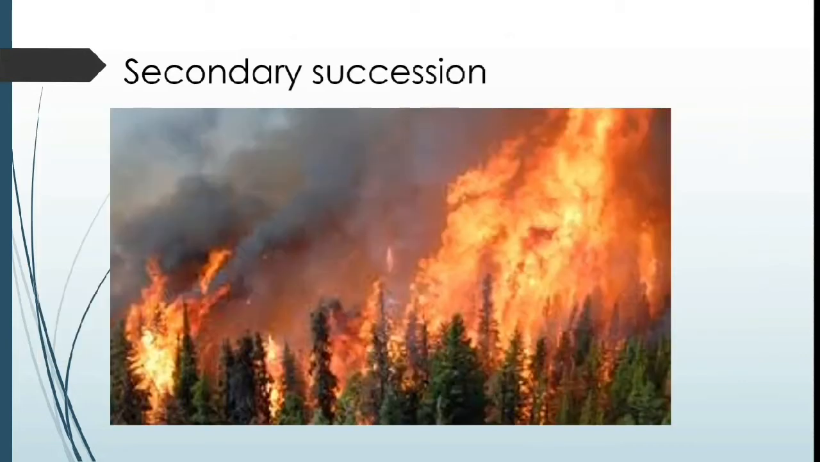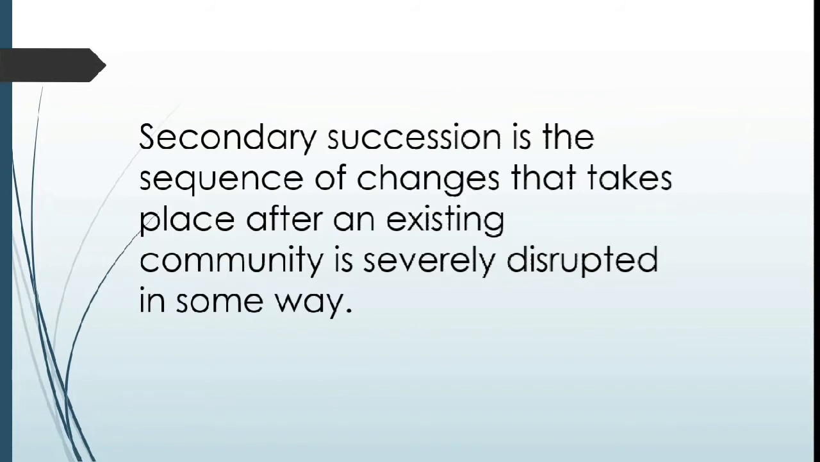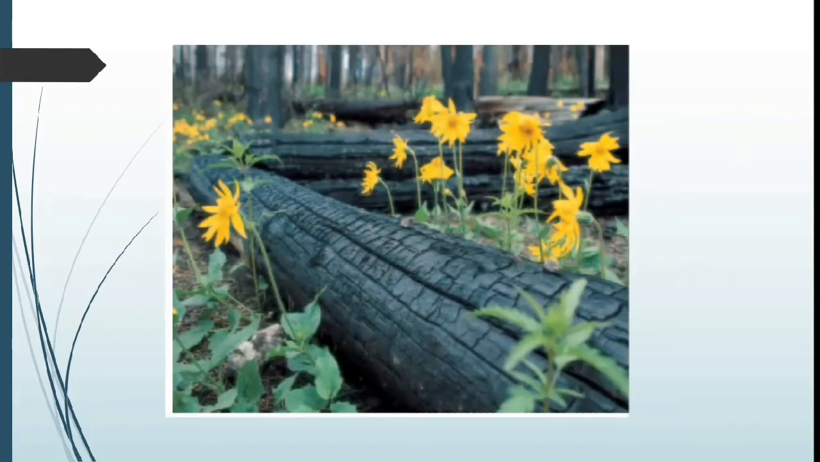Secondary succession. What happens when a natural disaster such as a forest fire destroys a community? Then secondary succession begins. Secondary succession is a sequence of changes that takes place after an existing community is severely disrupted in some way. During secondary succession, as in primary succession, the community of organisms inhabiting an area gradually changes. However, this succession only occurs in areas that previously contained life and on land that still contains soil.